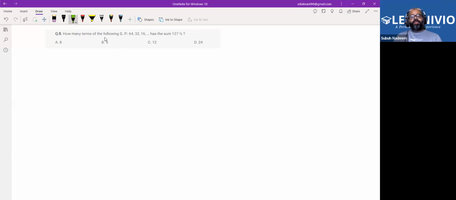Okay. So let us see how many terms of the GP 64, 32, 16 have the sum 127 half. 127 half can be written as a mixed number, 254 plus 1, 255 by 2. In this way we write it. Now what is the first term? It is 64, and what is the common ratio? It is 1 by 2, right? There is no doubt about it.